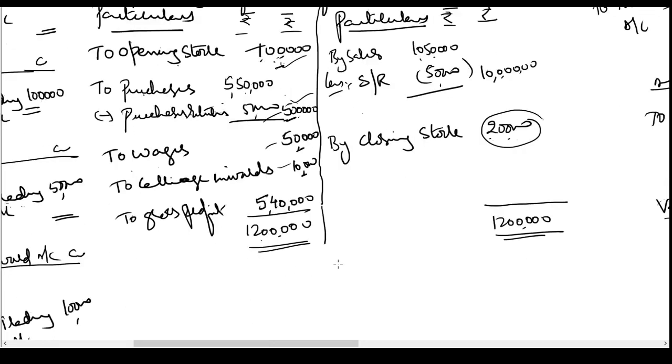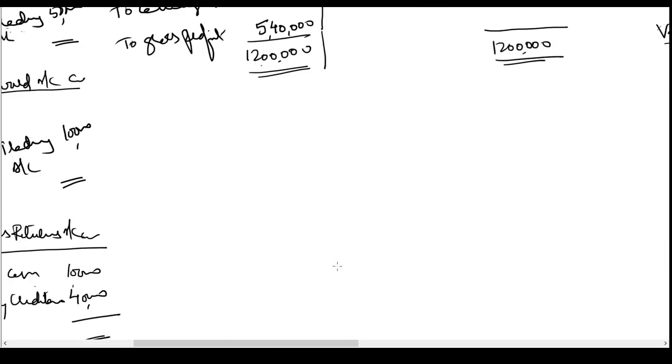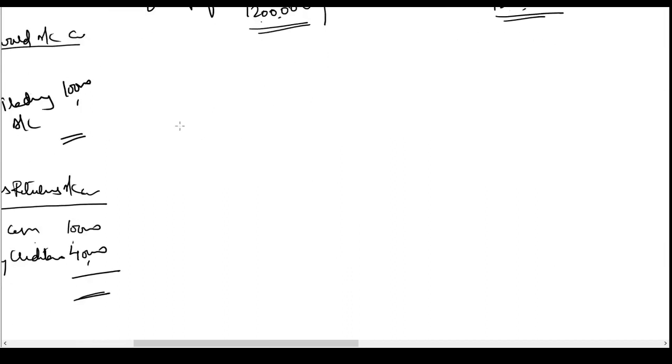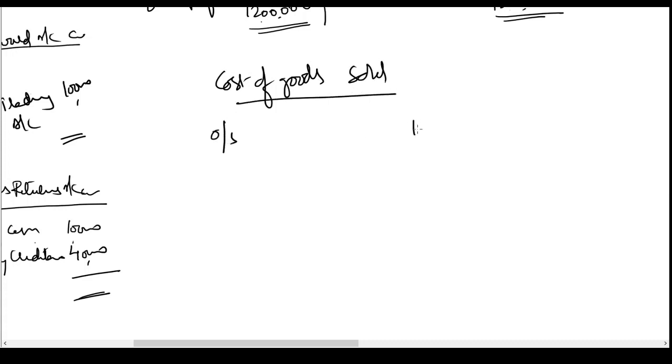I'll arrive at the gross profit which will be transferred to P&L account. I'll calculate the gross profit in the form of a statement also. I'll first calculate the cost of goods sold. Opening stock. What was the value of the opening stock? 1 lakh. Add purchases. What was the value of the purchases? 5 lakh 50,000. Less purchase returns.